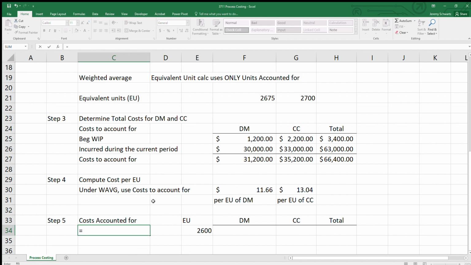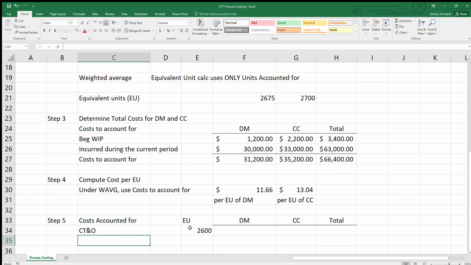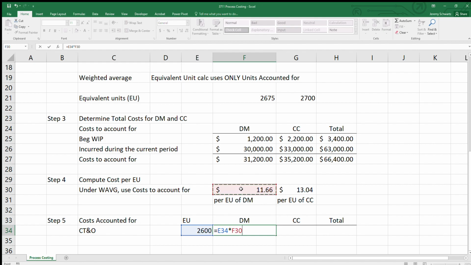And I said I was going to be consistent with this, so we'll go back to the C&TO here. So completed and transferred out. So they're 100% complete. So we would take our 2600 and then multiply that by the 1166. So for direct materials. And we could go ahead and use the cell referencing and drag it over, but with only one more element here, this is sufficient that we could just take the 2600 multiplied by 1304.